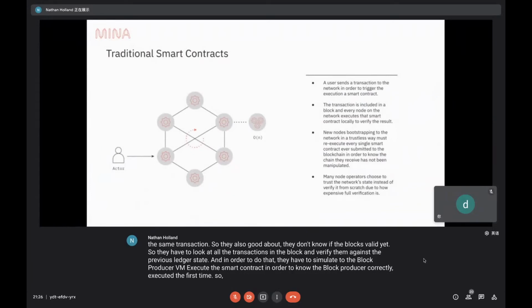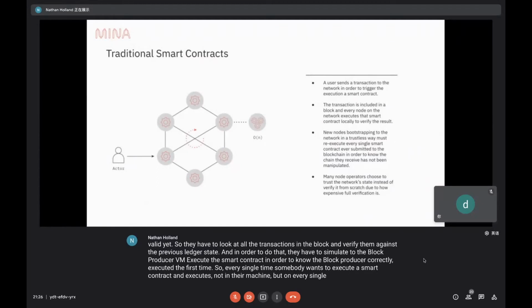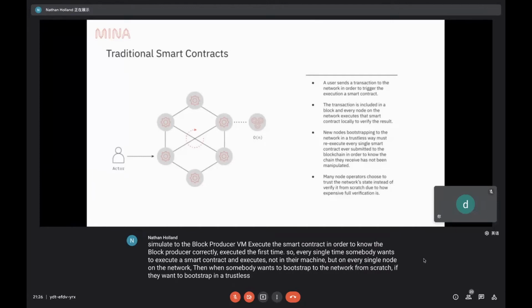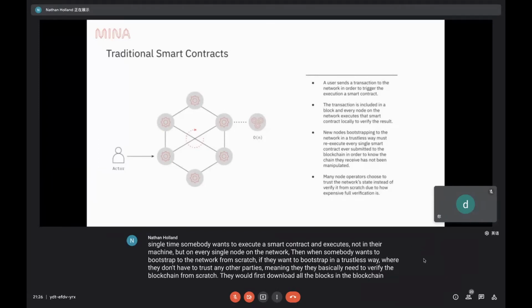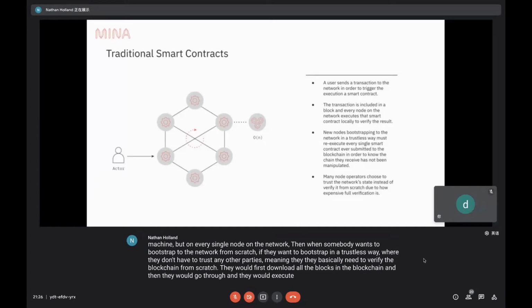So every single time somebody wants to execute a smart contract, it executes not on their machine, but on every single node on the network. Then when somebody wants to bootstrap to the network from scratch, if they want to bootstrap in a trustless way, where they don't have to trust any other parties, meaning they basically need to verify the blockchain from scratch, they would first download all the blocks in the blockchain, and then they would go through and they would execute every single smart contract that was ever submitted to the blockchain.